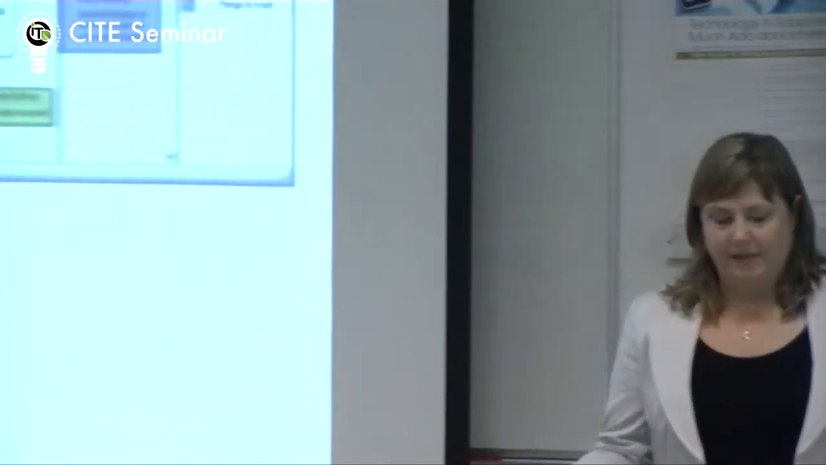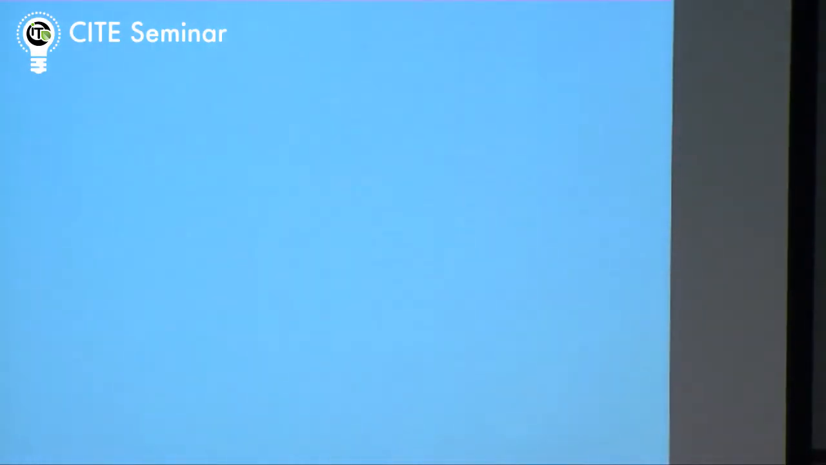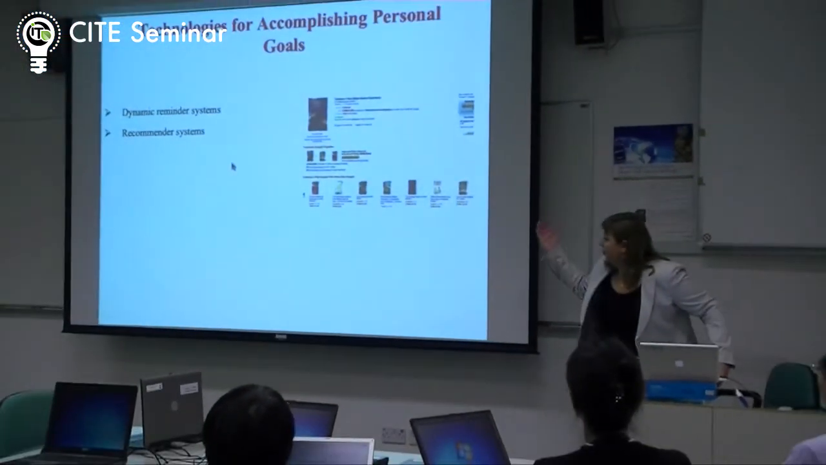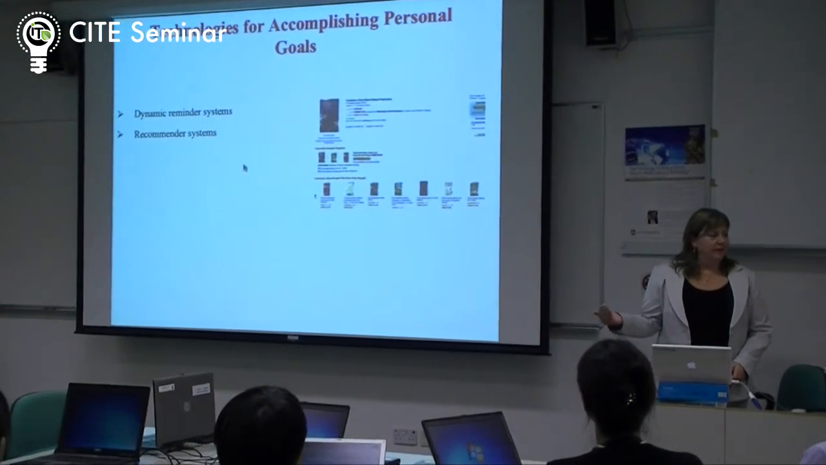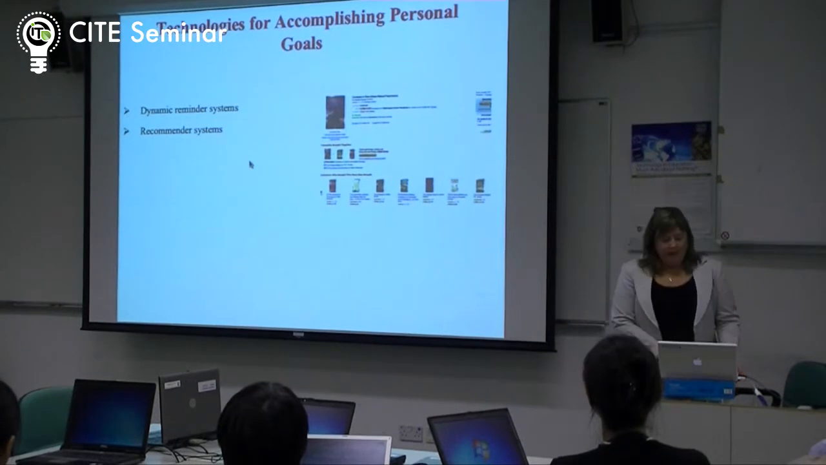So what other examples are there of technologies for accomplishing our personal goals? Things that we really don't think about are now part of our daily lives, like dynamic reminder systems that we can't live without, telling us where we need to be and when. We also have recommender systems, so if you have a favorite book author like Elizabeth George and you go to Amazon.com, the recommender systems will tell you, well, maybe you'd be interested in Kathy Wright's latest book.